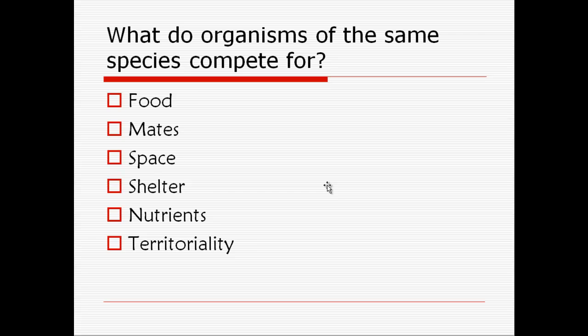Nutrients, that can kind of go with food, okay? But when I mean nutrients, I'm talking about things that maybe you don't get through your food, like salt. A lot of times you'll see farmers put out salt licks for horses because they don't get enough salt in their food, so they go and they lick the salt, and that's an essential nutrient.